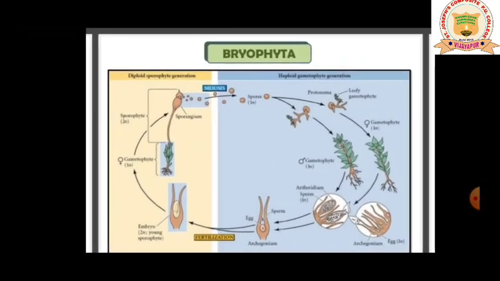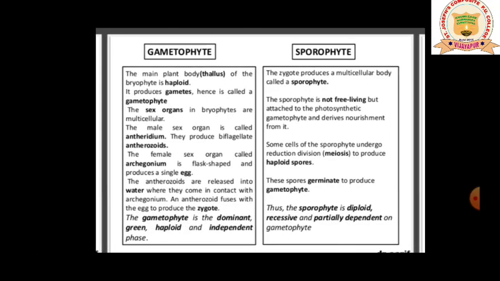Let me give you the difference between gametophyte and sporophyte. What is the main difference between gametophyte and sporophyte? As I said, bryophytes are haploid, they are haploid plant body. They produce gametes, hence we call them gametophyte. These gametophytes in the life cycle are going to produce the sporophyte also. So you should know the main difference between gametophyte and sporophyte.